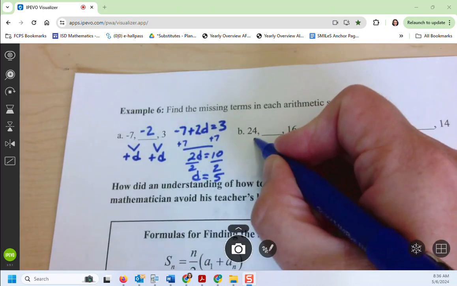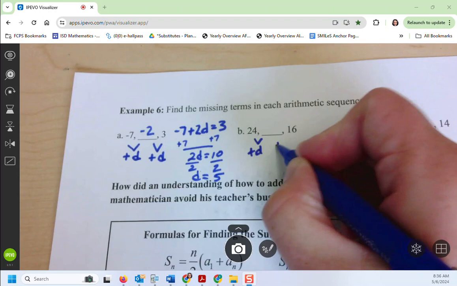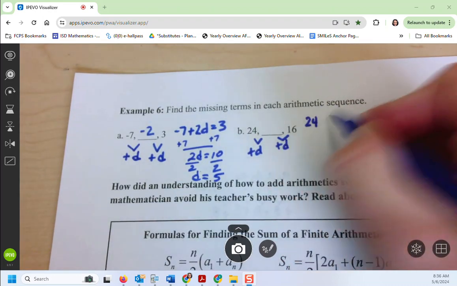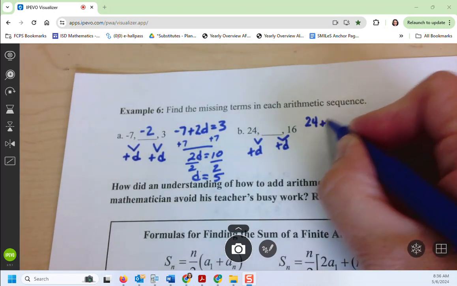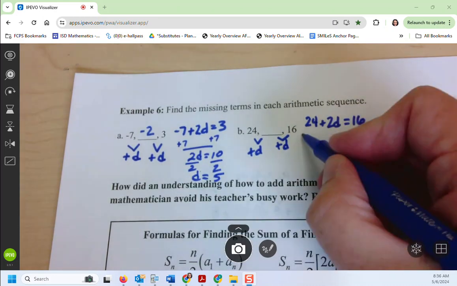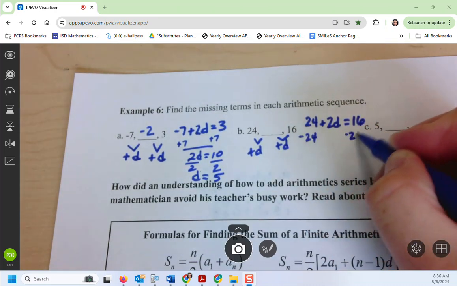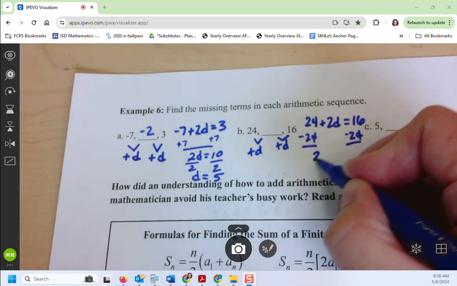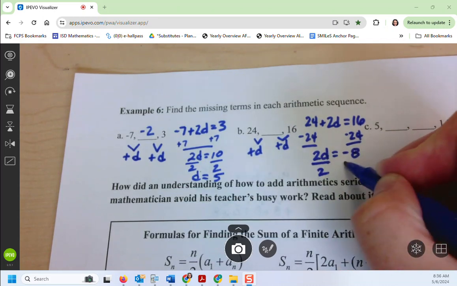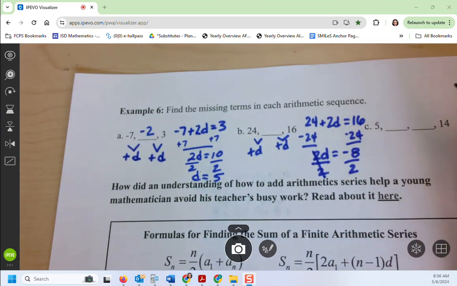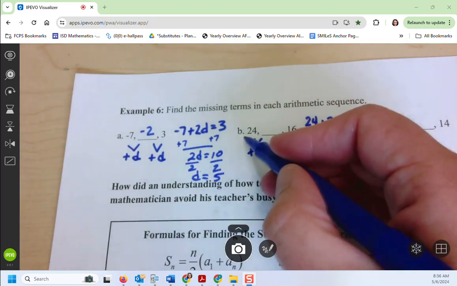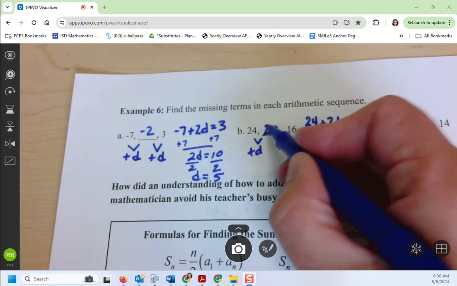Okay, so again, we're adding D twice, right? Plus D plus D. And so it's going to be 24 plus 2D equals 16. And then subtract the 24. And then divide by the 2. So I get D equals -4. And if I add -4 to 24, then there's 20.